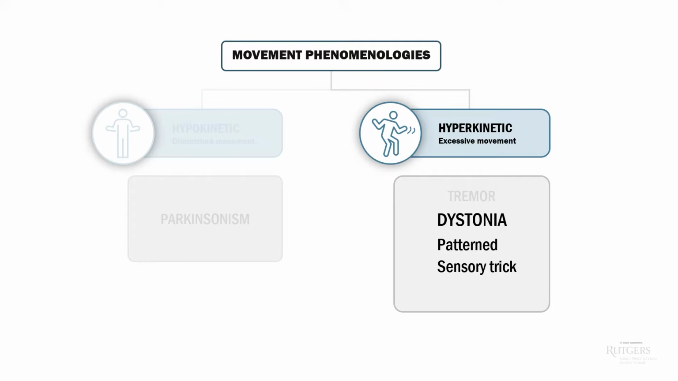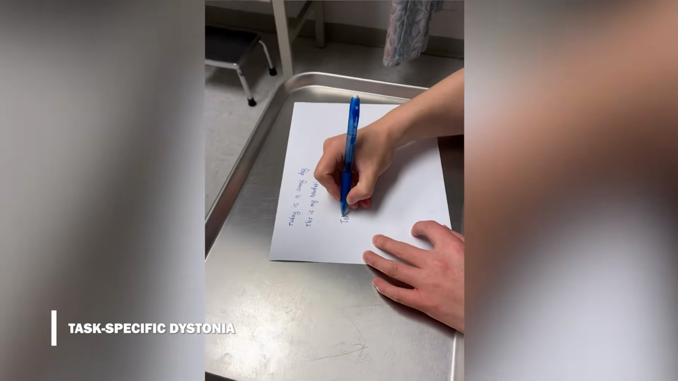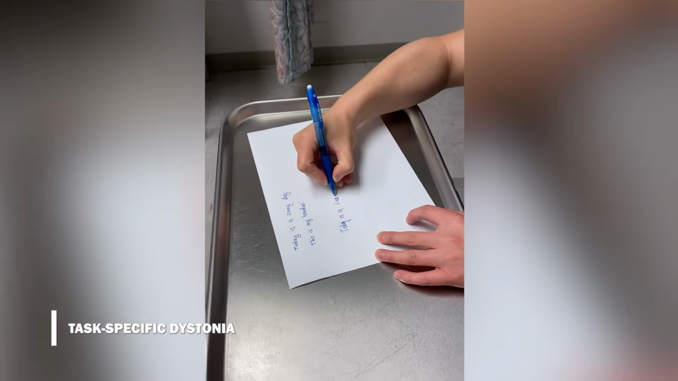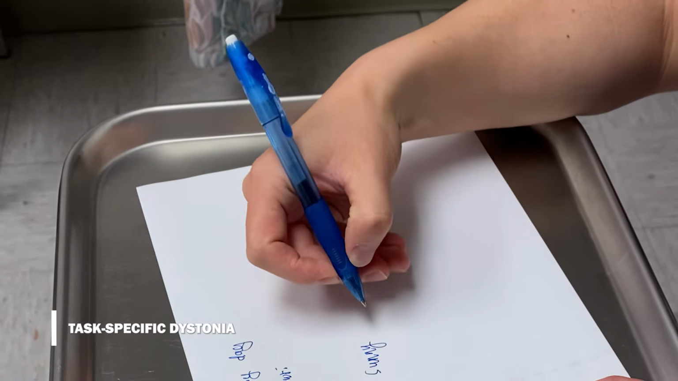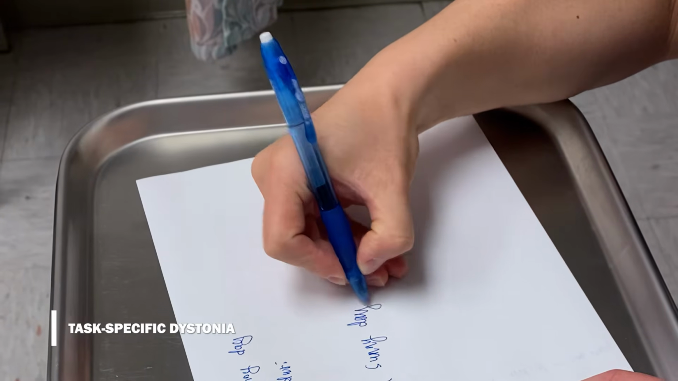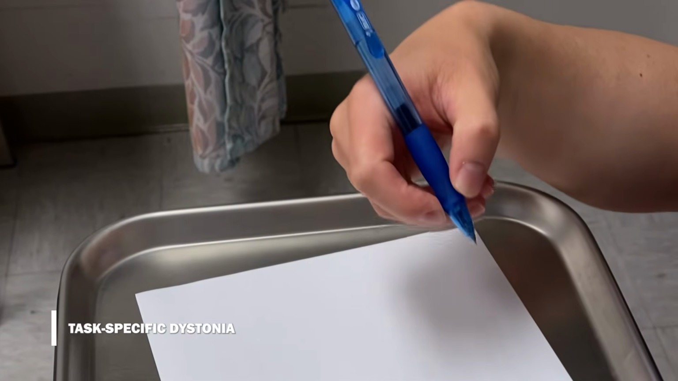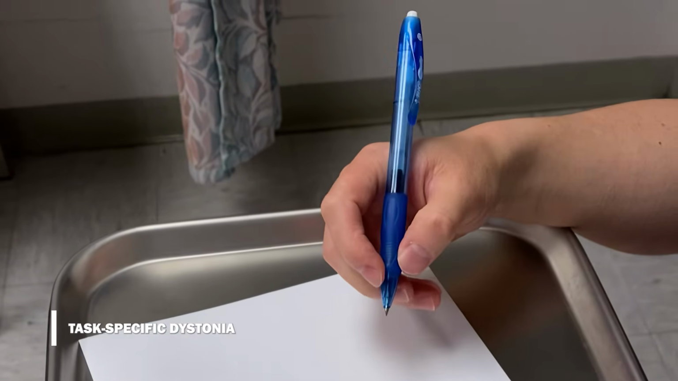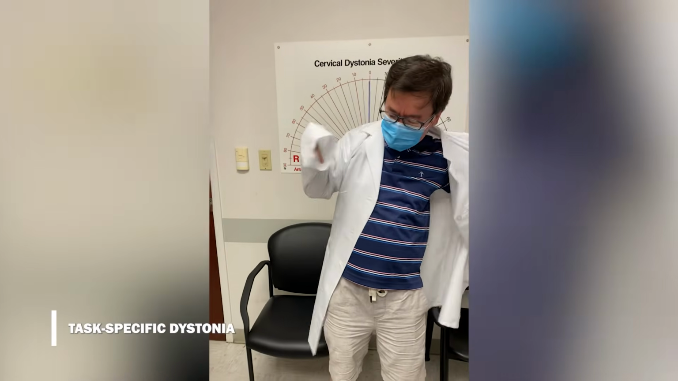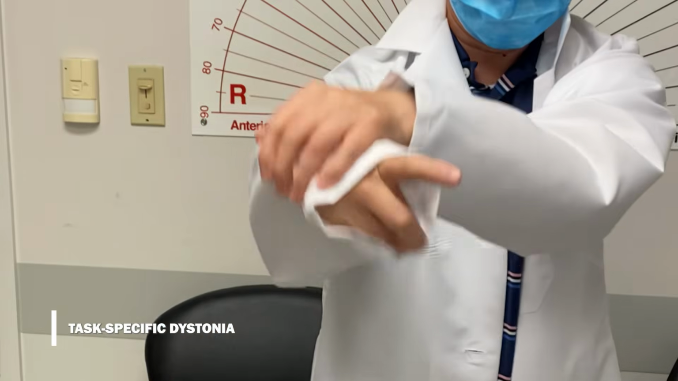Sometimes these even occur only during a particular activity or task, such as writing or playing a musical instrument, but not during any other activity. This is an example of this task-specific dystonia. As this patient writes a sentence, his hand involuntarily flexes and supinates at the wrist. The thumb and index finger form a pincer grip with the extension of the index finger. The last 3 digits also flex. When dressing, the hand also assumes a dystonic posture.